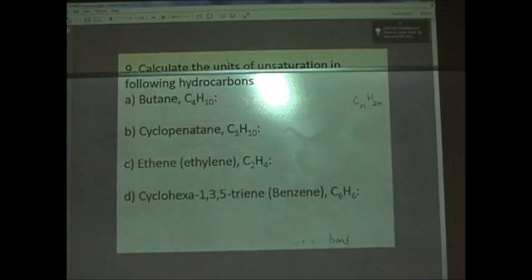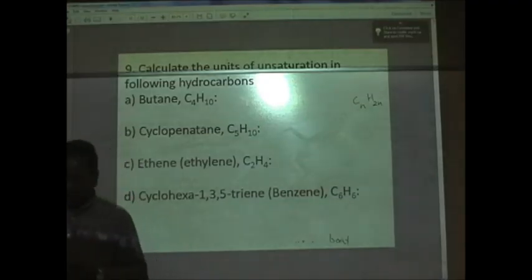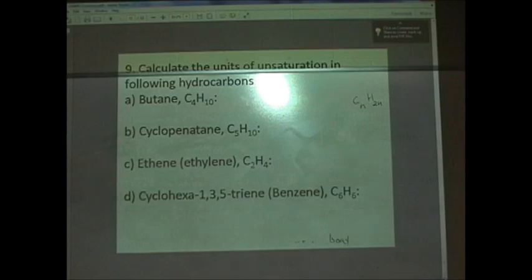Calculate the units of unsaturation in the following hydrocarbons. Okay, what is units of unsaturation? Or what is saturated? I'm asking what is saturated? Alkanes. So they all contain what? Single carbon bonds, right? Now, unsaturation means you have double bonds, triple bonds, like that, okay? So how do you create a double bond from an alkane?